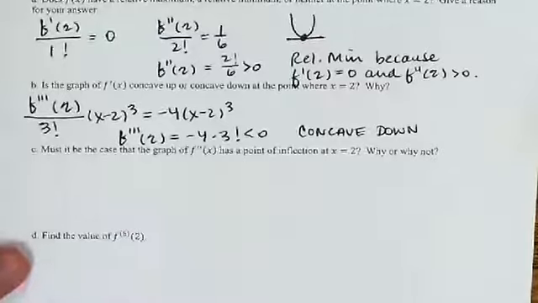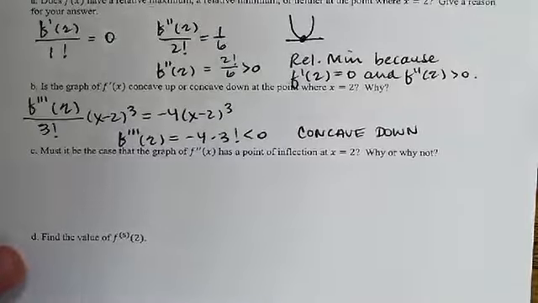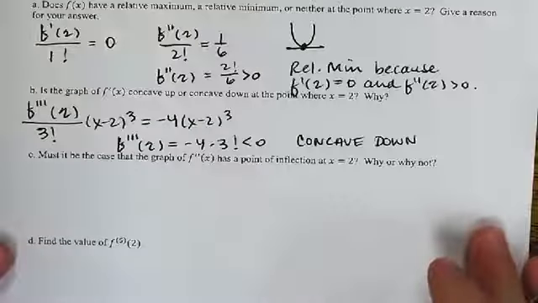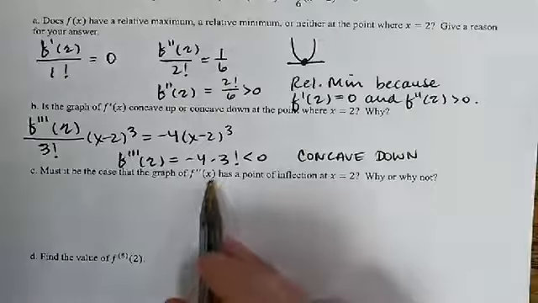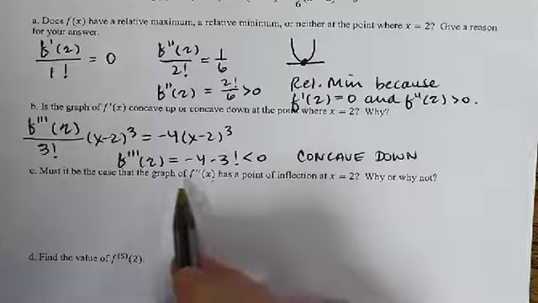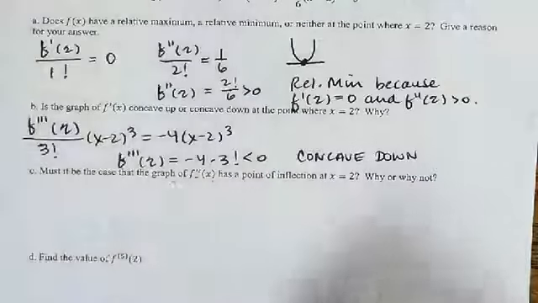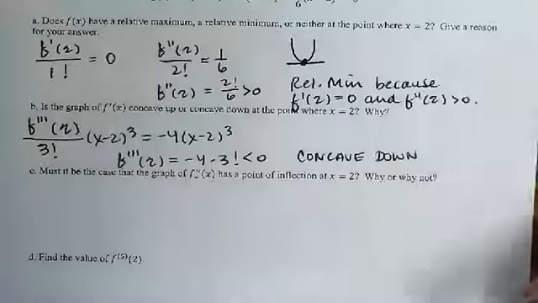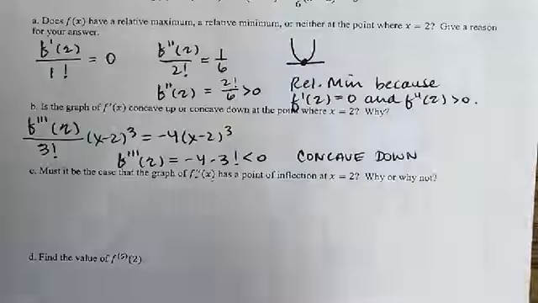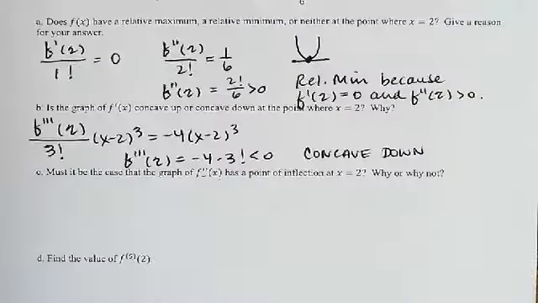Must it be the case that f double prime has a point of inflection at x equals 2? Why or why not? Well, that's interesting. A point of inflection is where the second derivative of this thing changes sign. So I need to see a sign change in the fourth derivative. I'm not going to really be able to do before and after analysis, so I need to think, is the fourth derivative 0 while the fifth derivative is non-zero?